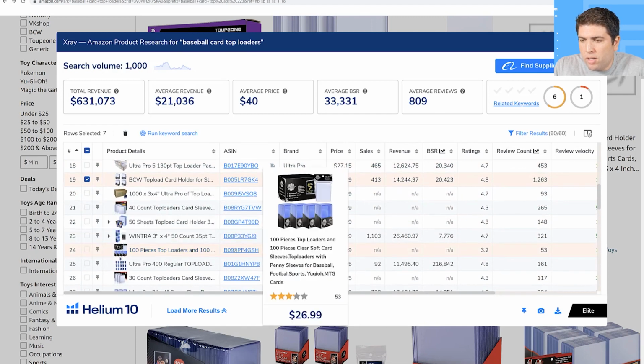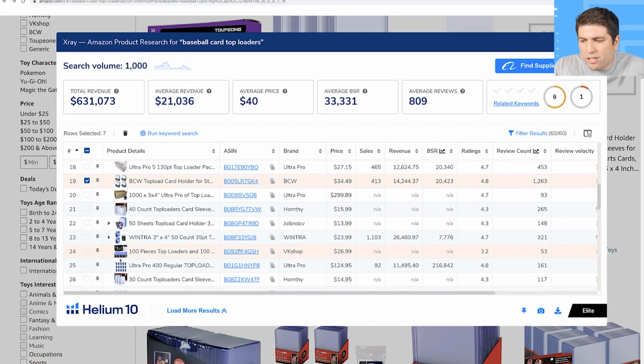Oh no, here's another one. VK Shop. You know what, I'm not going to look at this one actually. Look how bad the reviews are. People hate this product, so forget that one. All right, we have got 7 products selected overall, including that baseline product.